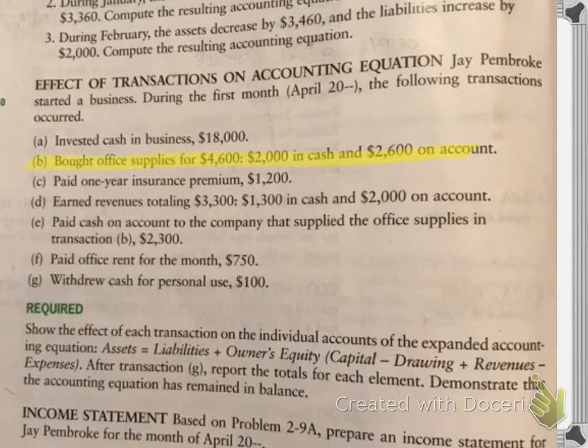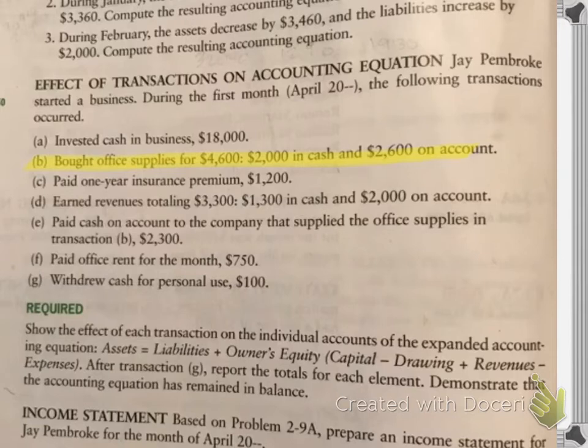So think about it. You go down to the office supply store. You're getting $4,600 in supplies that you're going to take with you. You hand them $2,000 in cash. The other $2,600 is on account. And if you remember, as we went over in the chapter, I said on account means that cash is not affected by that part of the transaction.